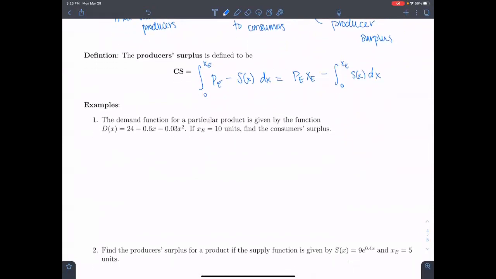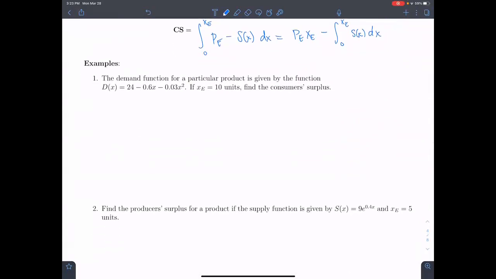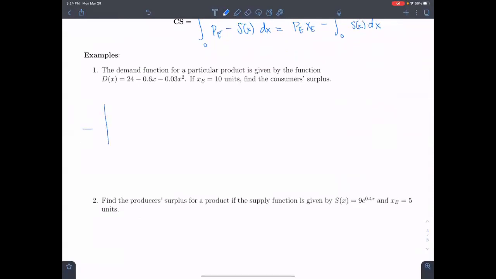So that is producer surplus. Let's do a couple of examples with that, and then we'll talk about the Lorenz curves as well. The demand function for a particular product is given by d of x equals 24 minus 0.6x minus 0.03x squared. So this looks like this somehow. If X sub E is 10 units, where it would run into the supply curve, this is 10. Find the consumer surplus.